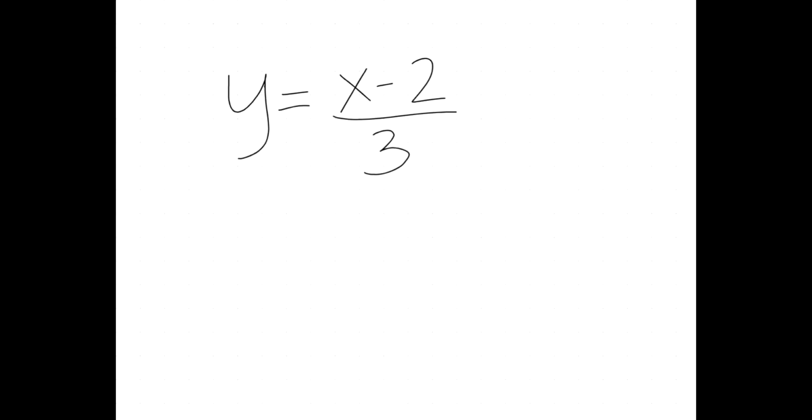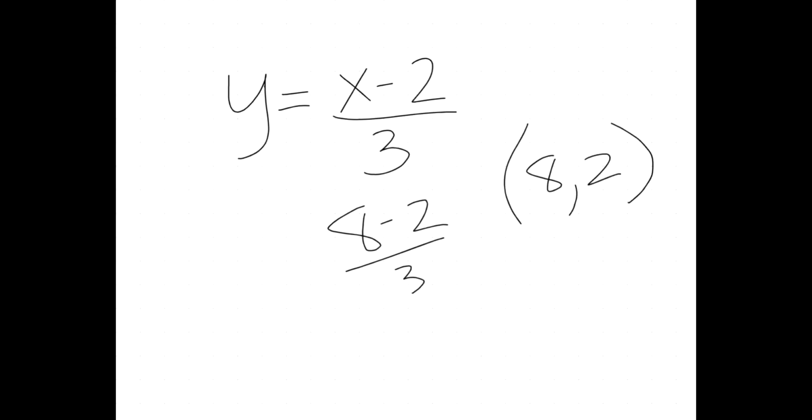So like 6 plus 2. Right? So that would be 8. So if x is 8, what does that give us? 8 take away 2 is 6. And then 6 divided by 3 is 2. Good. So 8, 2 will be a point, and the one that we previously had was 3 and then a third. Okay, what's another one that's a multiple of 3 plus 2?